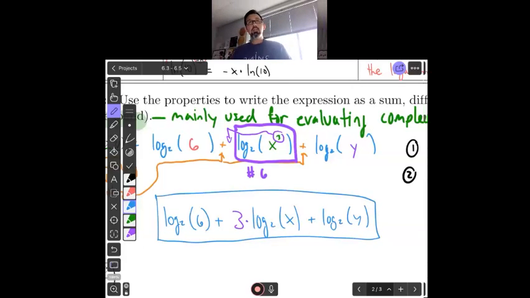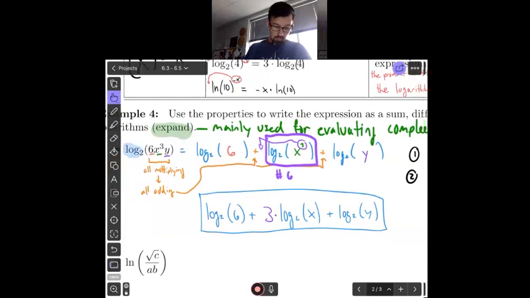So there's my expanded logarithm. Each one of these got its own logarithm. That power dropped in front of the x logarithm because it's only on the x, right? It's not on the 6, so there shouldn't be a 3 here. It's only on the x, so it's with the x. And they're all log base 2, okay?